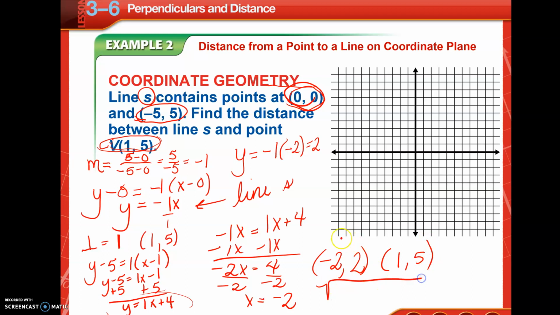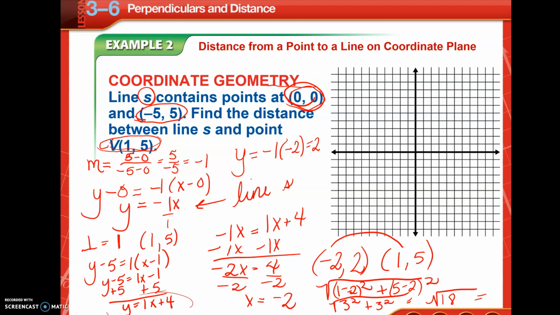Remember, distance is the change in x's, so 1 minus -2, squared, plus 5 minus 2, squared, which equals 3 squared plus 3 squared, which equals the square root of 9 plus 9, or 18. And then you could plug that in and find the decimal of the square root of 18. So that's one way that I can find that distance.